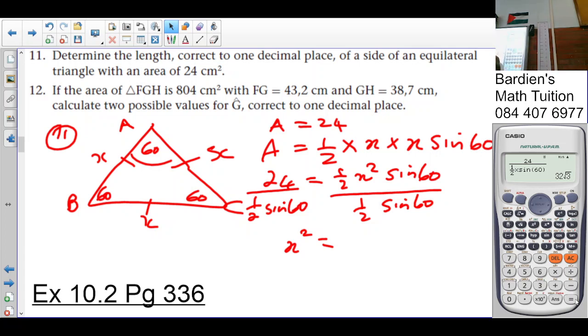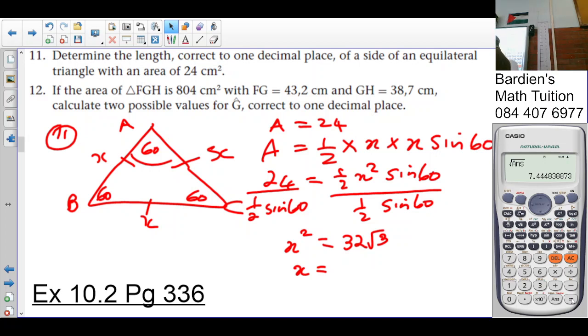That gives 32. And then the square root thereof. When you introduce square root, I must not forget plus minus. But x refers to a length here, and length can't be negative. So the square root of the answer.